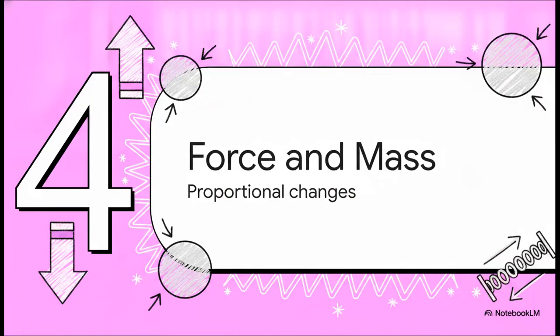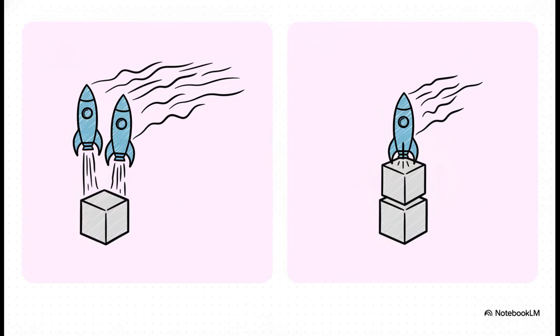Section 4, Changing force and mass. Proportional changes. Okay, now that we've got a baseline calculation down, what actually happens if we start messing with those variables? It's kind of like a giant puzzle. If we push twice as hard, meaning we literally double the net force, well, our acceleration is going to double too. They are directly proportional. But what if we double the mass of the object while keeping our push exactly the same?